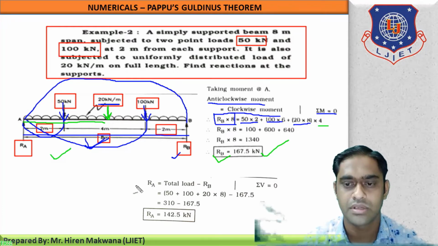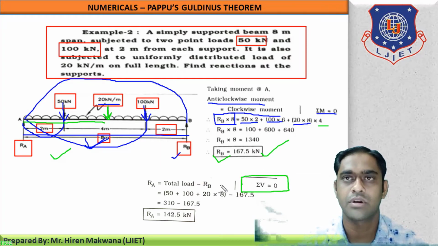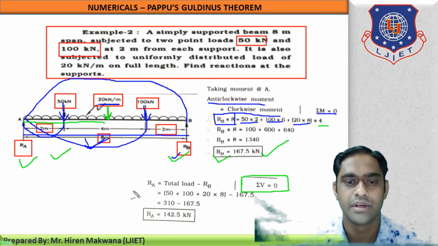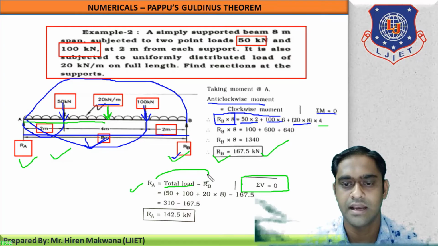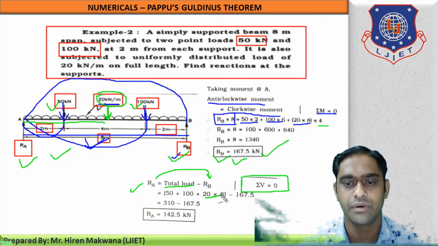Now step number 4. Step number 4 means sigma V is equal to 0. It means the summation of vertical forces is equal to 0. What happens now? Here RA and RB are going upward and all the remaining total load is going downward. So making RA the subject, total load downward minus this RB, which we have found over here. So the total load will be first 50, second 100, and third 20 into 8 UDL, minus RB.